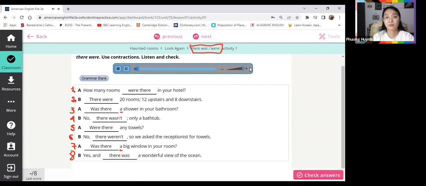How many rooms were there in your hotel? There were 20 rooms, 12 upstairs and 8 downstairs. Was there a shower in your bathroom? No, there wasn't. Only a bathtub. Were there any towels? No, there weren't. So we asked the receptionist for towels. Was there a big window in your room? Yes, and there was a wonderful view of the ocean.